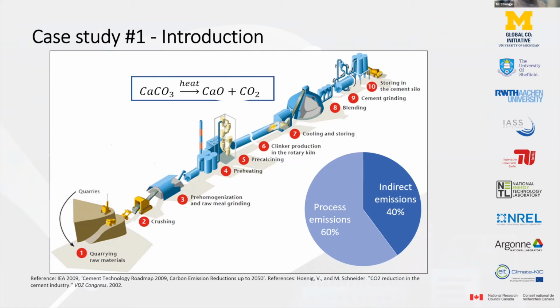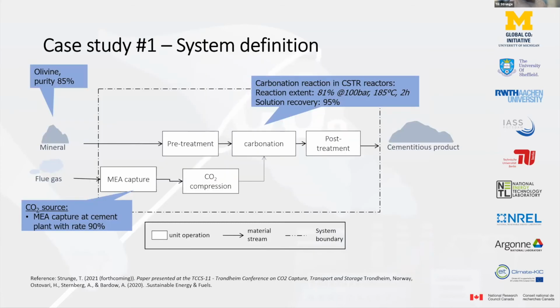And this is why it's very crucial, because if we have strategies where we can reduce, for example, the amount of energy we use for the entire process, we will still stick with these process emissions. Therefore, CO2 utilization technologies and CCU and CCS technologies might be very crucial for the cement industry. One concept that has been developed in this field is mineral carbonation. Next slide, please. And this is why we chose this for our first case study.